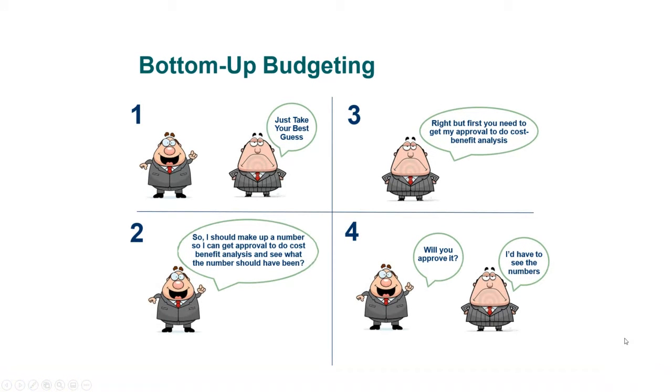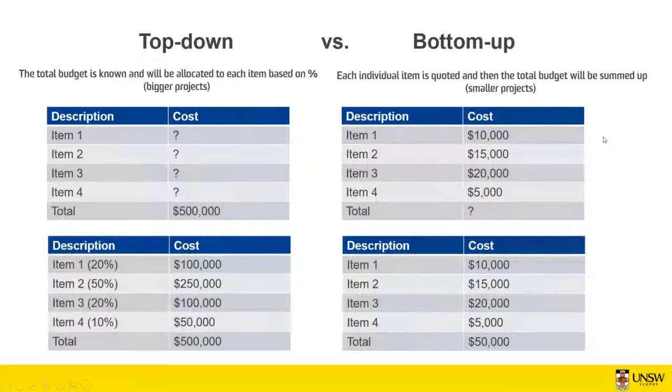So this is kind of a joke about bottom-up budgeting. The manager asks, give me your best guess. And the employee says, so I should make up a number so I can get approval to do the cost benefit analysis and see what the numbers should have been. But the manager says, right, but first you need to get my approval to do the cost benefit analysis. The employee says, will you approve it? And the manager says, I'd have to see the numbers. So it's kind of a chicken and egg play that sometimes happens with budgeting.